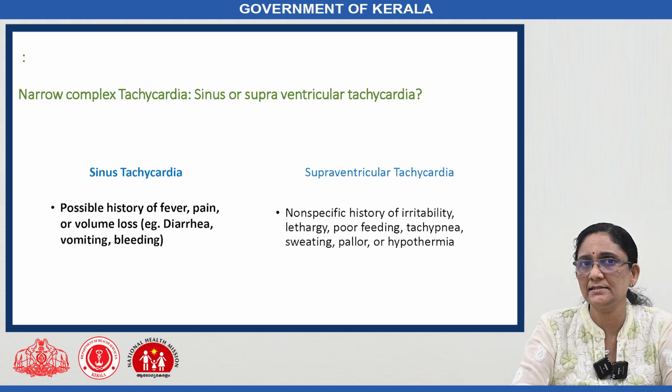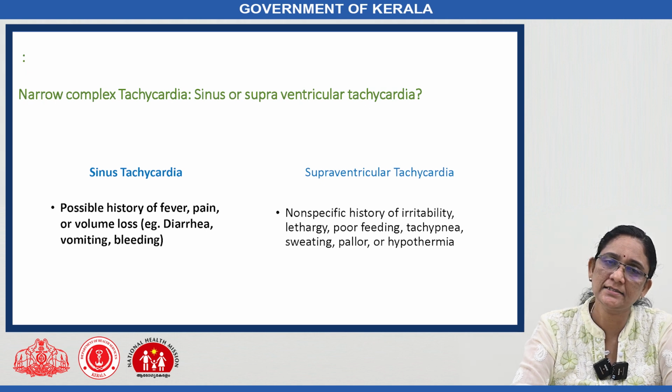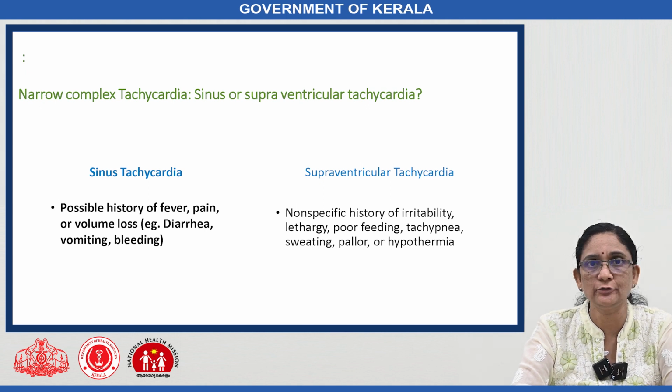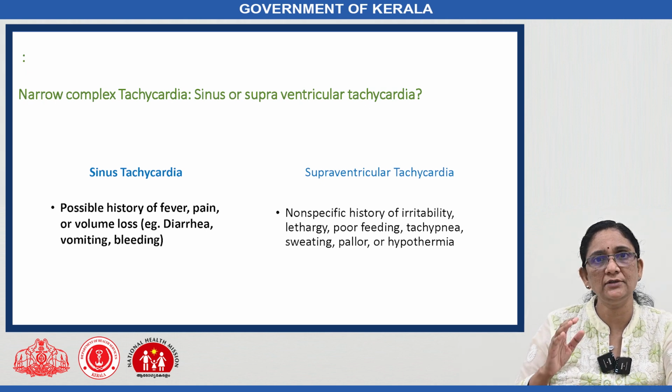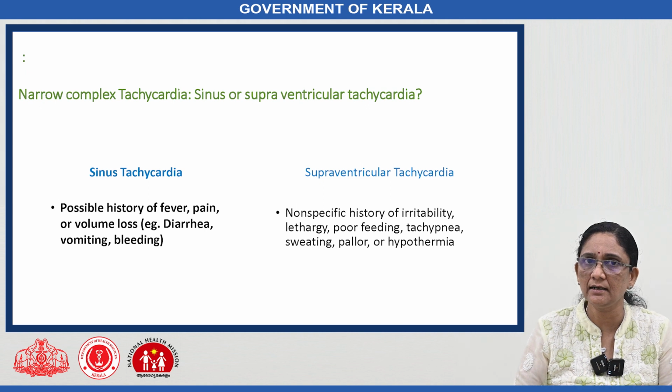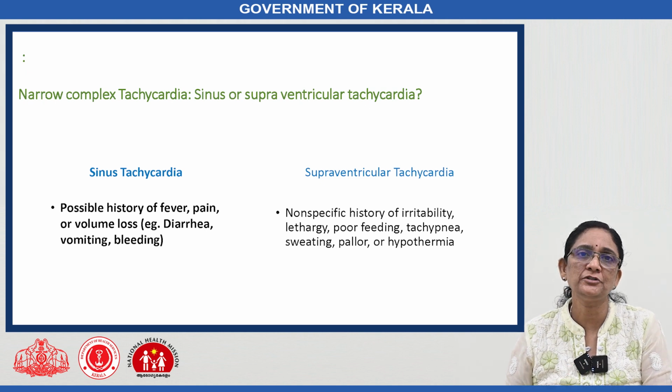Similarly, in a sinus tachycardia, there is a beat to beat variability. That means when the child cries, you will have a higher rate. When the child is sleeping, you have a slower rate. Such kind of changes do not happen in an arrhythmia. Arrhythmia is an automatic behavior that is happening in the heart without any feedback mechanisms. So this is how you differentiate between a sinus tachycardia and a supraventricular tachycardia.